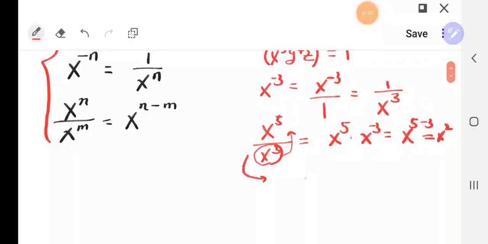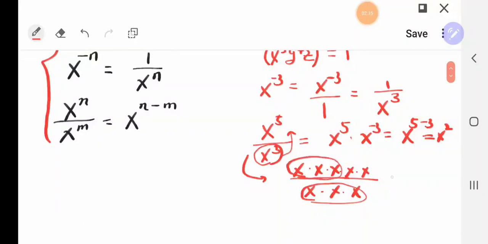Actually, this means the numerator contains 5 x's because x is raised to the 5th power, and the denominator contains 3 x's. So we can get rid of 3 x's from each side. You can remove 3 from the numerator and denominator, so the leftover is x squared. So what we can do is just move one of the exponential forms from denominator to numerator, and then you can simplify.